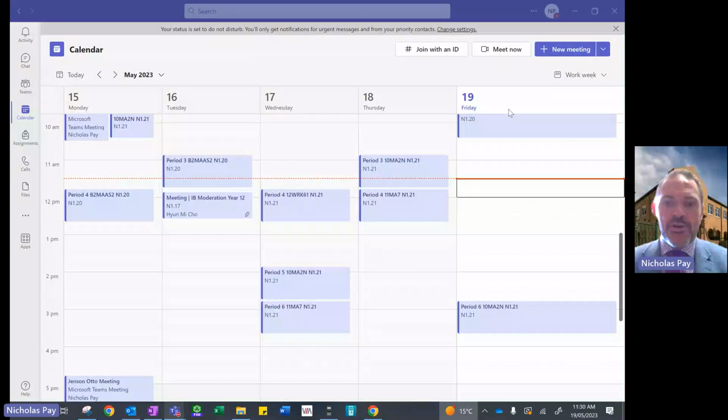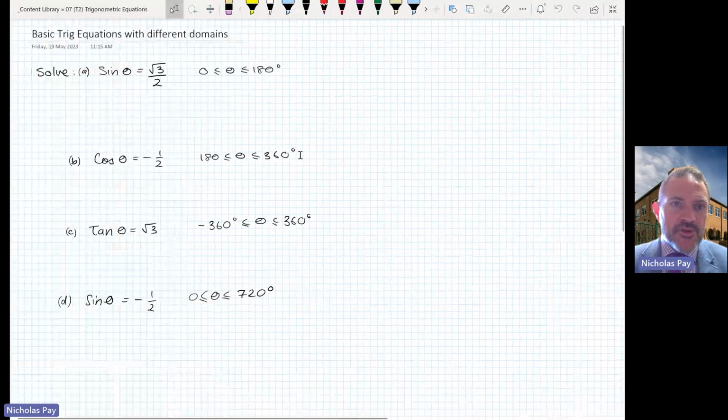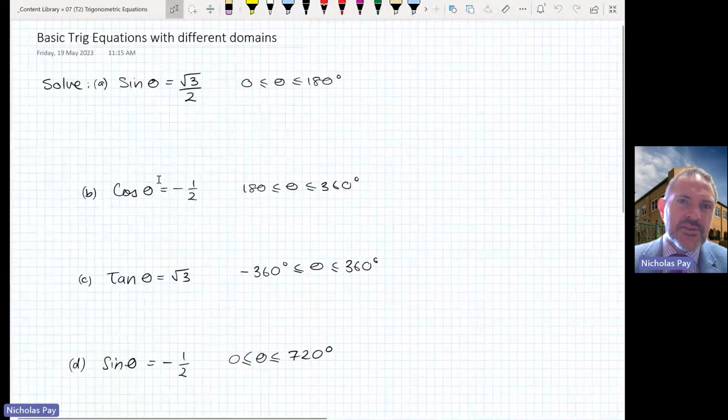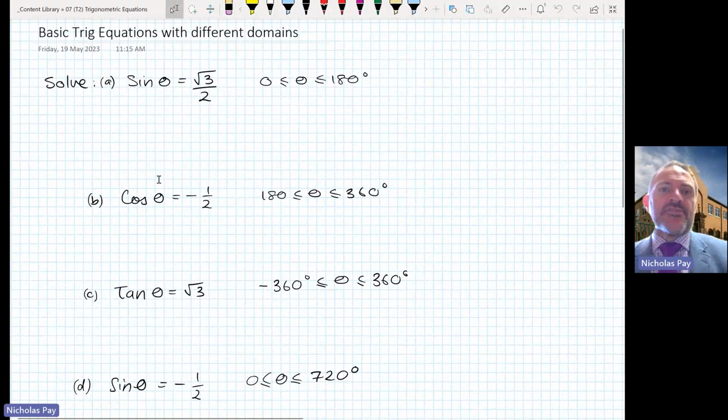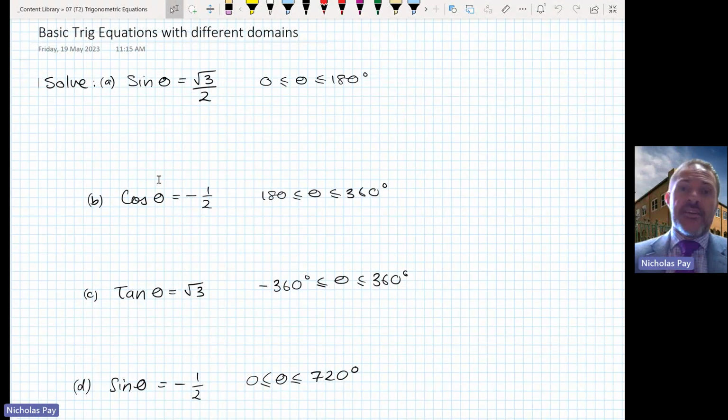Now we're going to look through some trig equations, basic trig equations, but I'm going to look at maybe choosing a different domain. So instead of having between 0 and 360, that's the full circle, what happens when I modify that domain a little bit? Sometimes I can modify it within that domain, so I can halve it, 0 to 180, or 180 to 360, or I can even look at negative angles. And I can keep on going around doing more as well than 360. So let's have a little look at this.